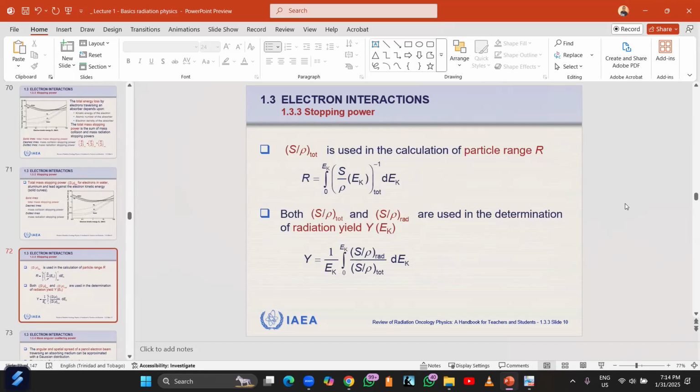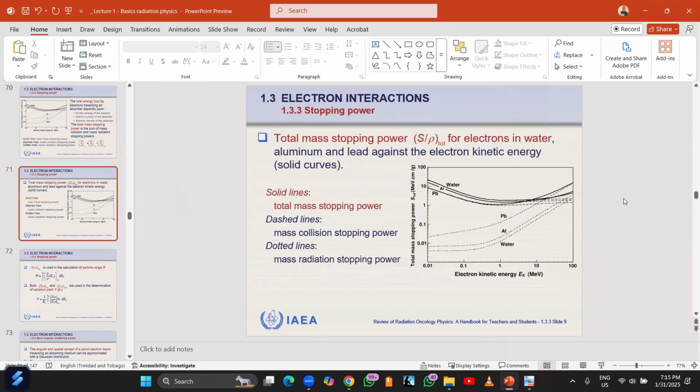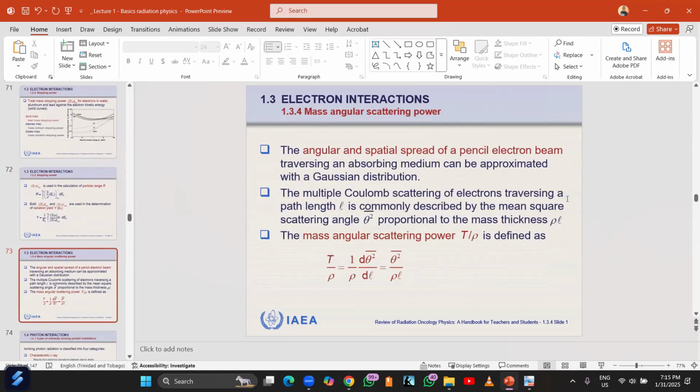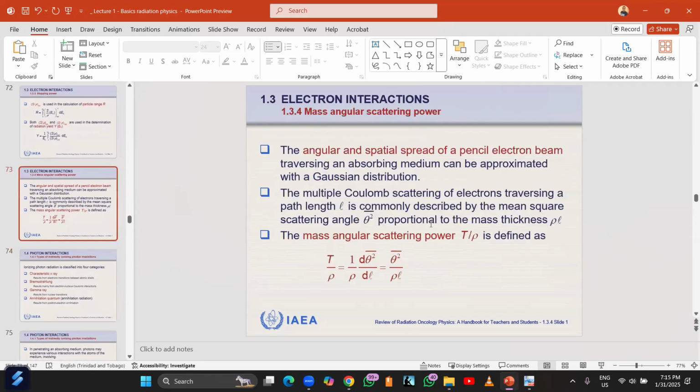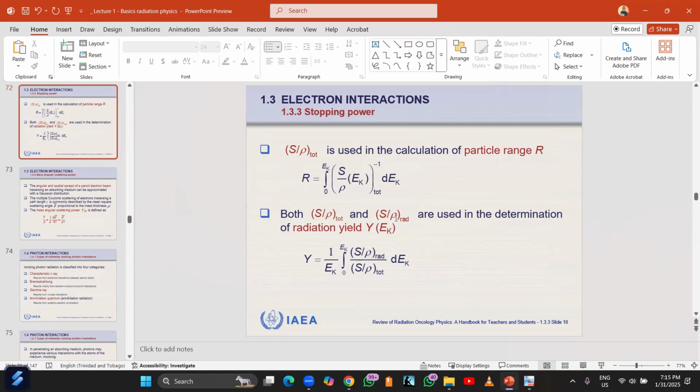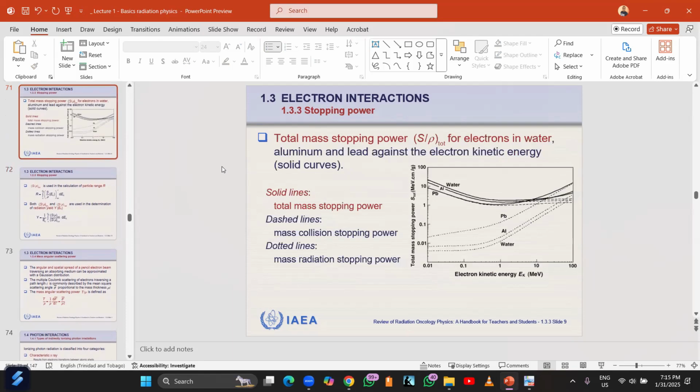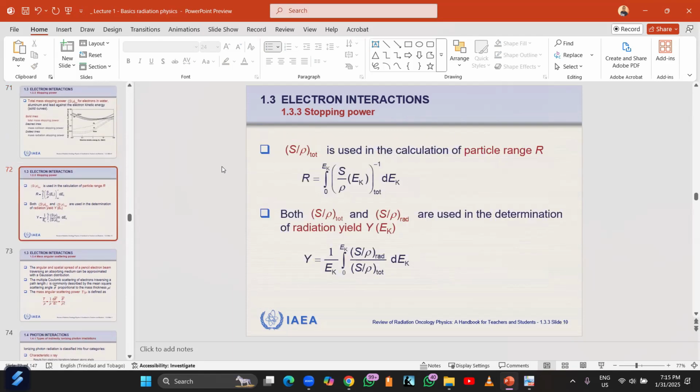There's just one thing I want to talk about, which is the continuous slowing down approximation, the CSDA, which is given by the particle range. I'm not sure if I have it with me here. Let me just see if I have it. Anyway, let me quickly talk about that, and then we'll take a 5-minute break, then come back for about 30 minutes, and we'll stop.